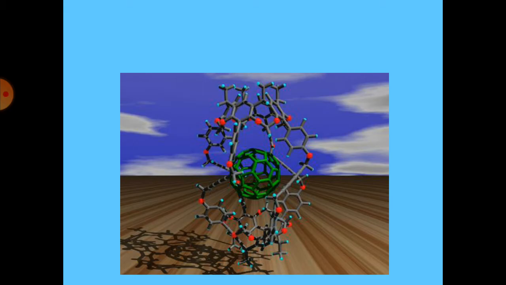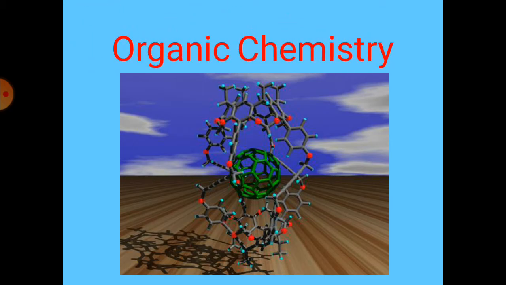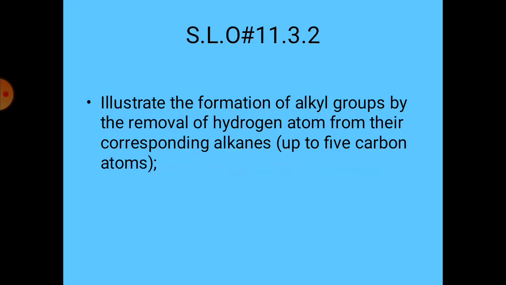Today we are going to start September session 2, and SLO number 11.3.2. And what is our SLO? Illustrate the formation of alkyl groups by the removal of hydrogen atom from their corresponding alkanes up to 5 carbon atoms. So what does it mean?